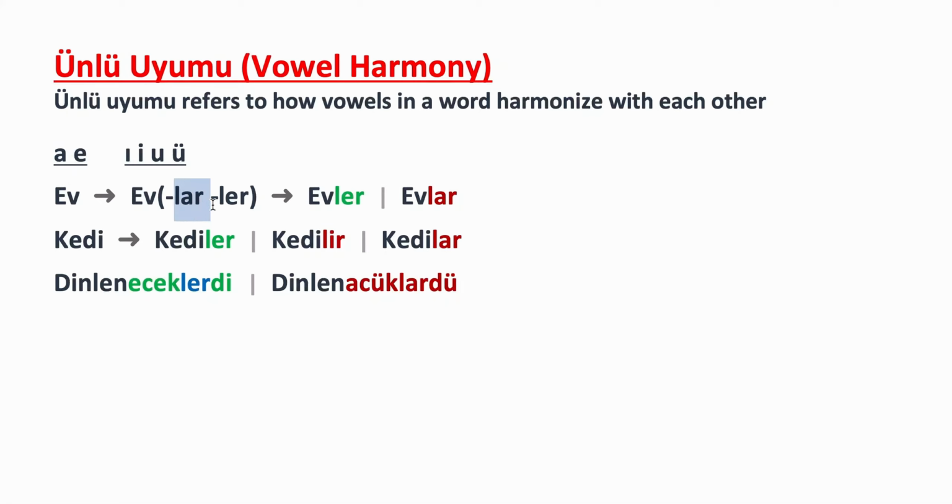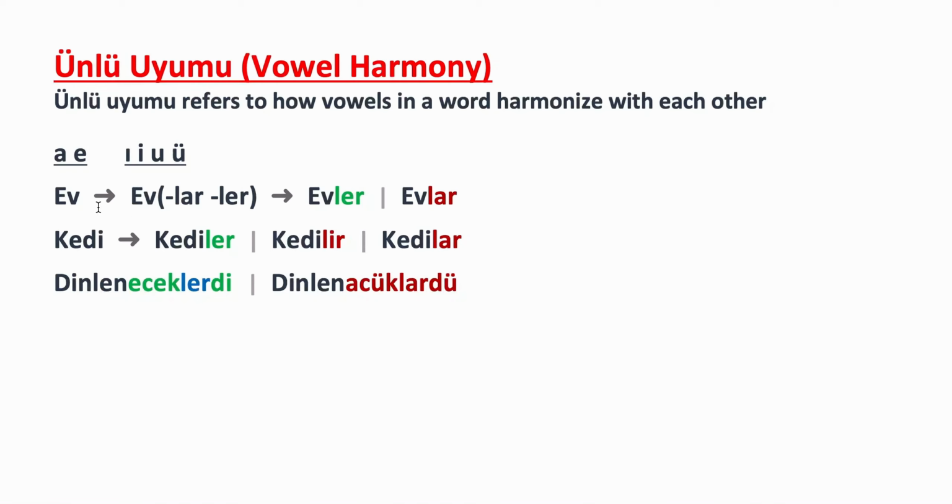Lar and ler. Okay, there is a word ev. Ev means house. Now, I want to say houses. I'll make it plural. So I need to add the plural suffix after ev. But which one? Lar or ler? This is exactly the point where vowel harmony comes into play. Vowels in suffixes want to harmonize with each other to ensure smooth and easy pronunciation. Shortly, every vowel in a suffix wants to harmonize with the vowel before it.